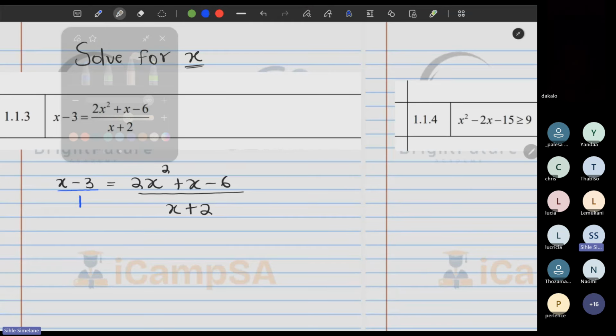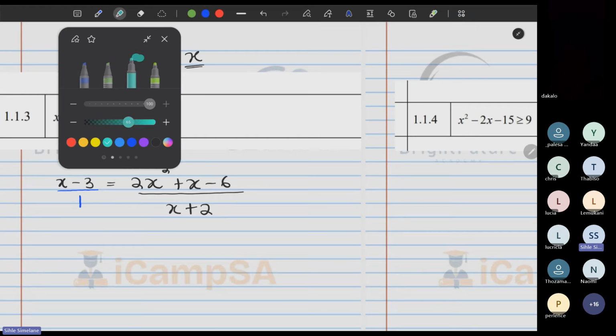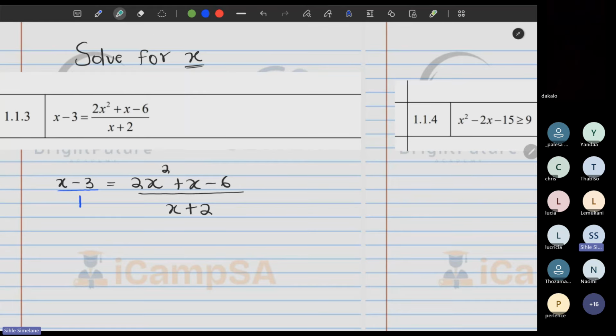Okay? So what we are going to do now is cross multiplication. How that is going to work is we are multiplying this and that, and we are multiplying this and that. Which means on the left-hand side, we will now have x minus 3 multiplied by x plus 2. The yellows multiply one another. That is how cross multiplication works. And this will be equal to 1 multiplied by 2x squared plus x minus 6.